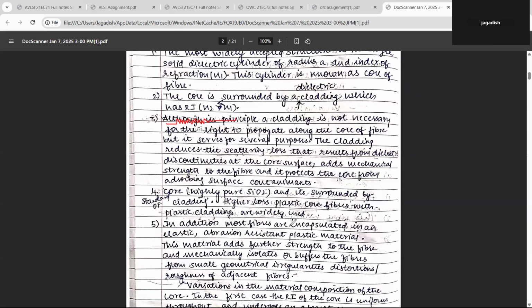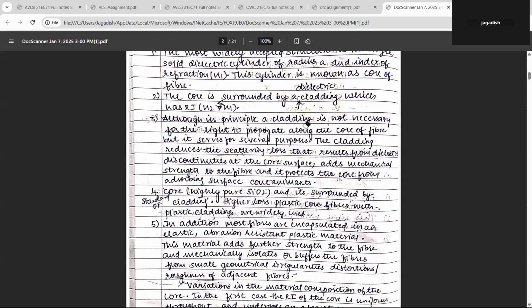Okay, so this much you have to write. First you have to explain the diagram. Later you have to explain why core and cladding are used, and how the core is manufactured, what we use in the core, what we use in the cladding, and what plastic materials we use. Next, explain the buffer coating: how it is done, what kind of materials we use, and what the work of the buffer coating is. You have to go step by step.